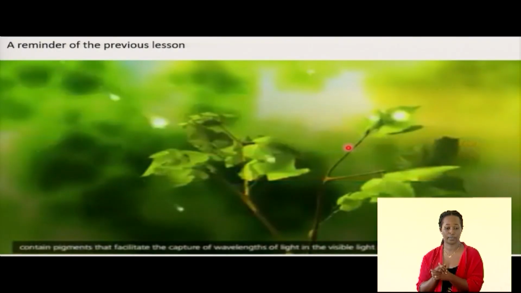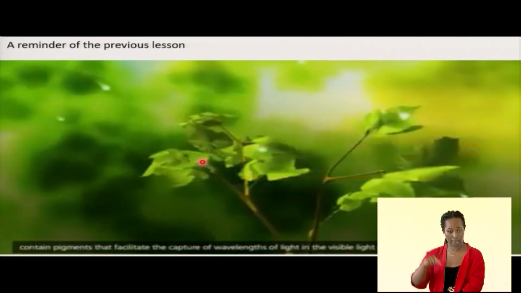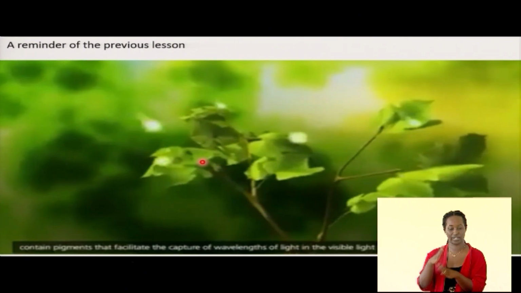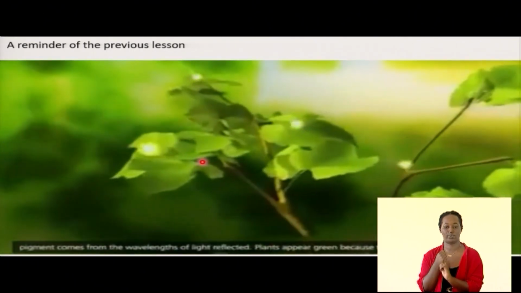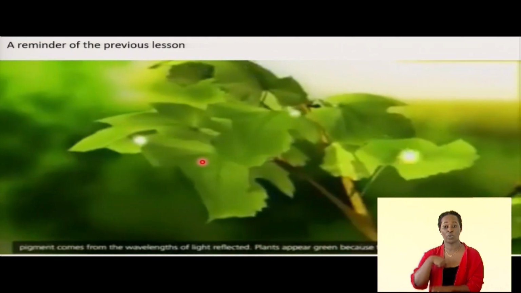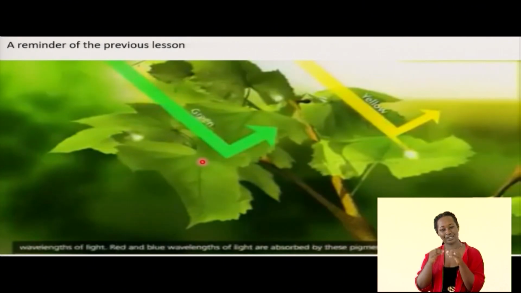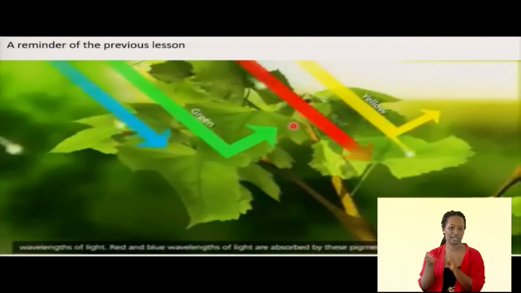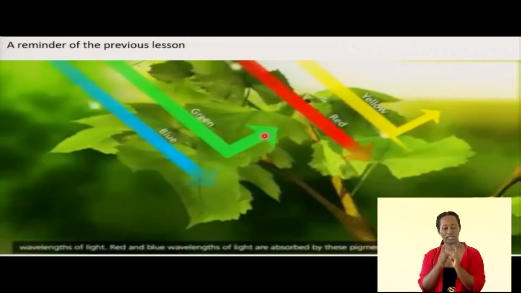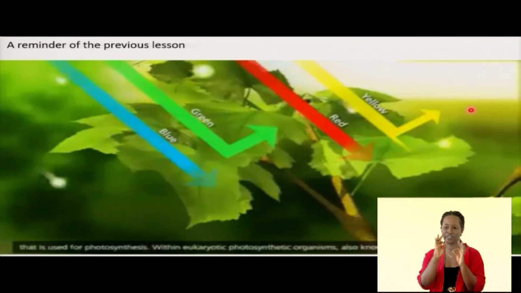So when light strikes the pigments, as you can see, what is reflected and what is absorbed? We need to know which colors, which wavelengths are important and taken in, and which colors are reflected and bounce off. So they are not effective enough.